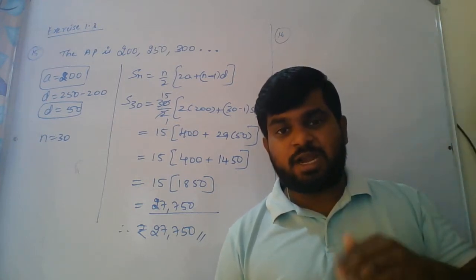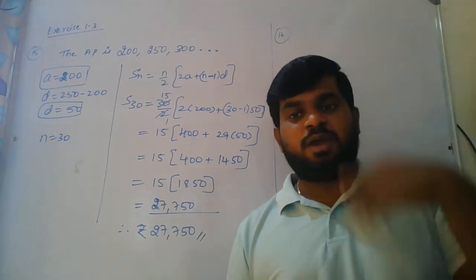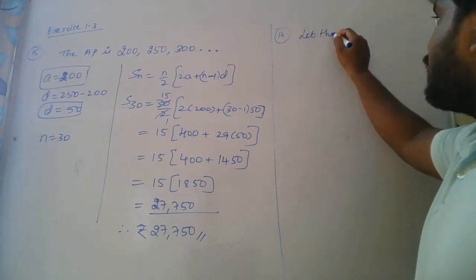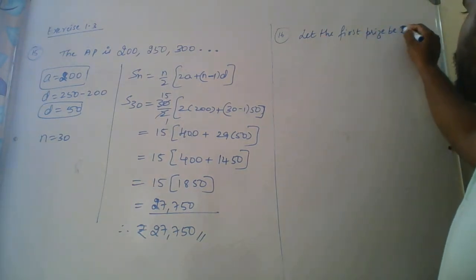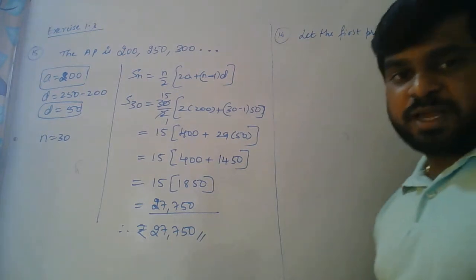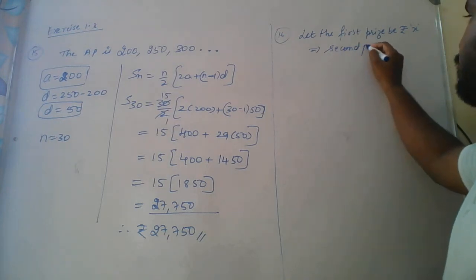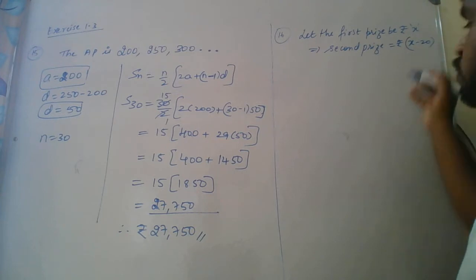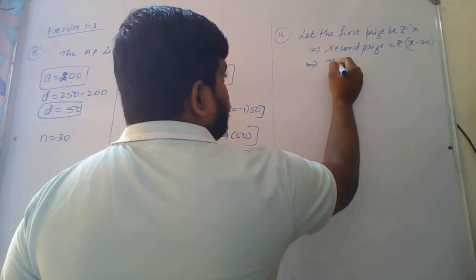Similarly, the third prize will be again 20 rupees less than the second prize. Each prize will be less than the bigger one, the previous one. Let the first prize be rupees X. I'll take the first prize to be X, which implies the second prize is how much? X minus 20 rupees, isn't it? Because it is 20 rupees less, we have to subtract 20. Similarly, third prize.